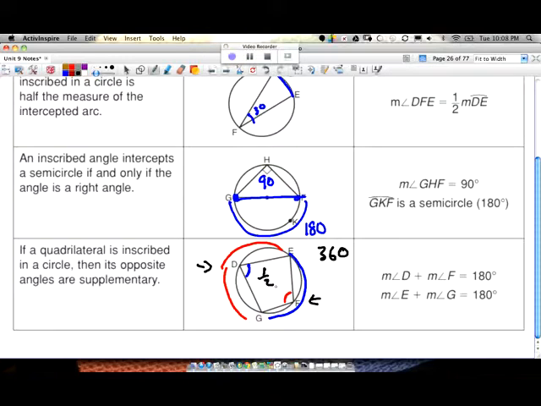And the two pieces inside are half of that, which means these two pieces inside make 180 because they're half of the two arcs on the outside. So that's kind of what's happening. When you have this quadrilateral inside of a circle, you wind up having opposite angles, in this case D and F, would be supplementary. Similarly, E and G are also supplementary.